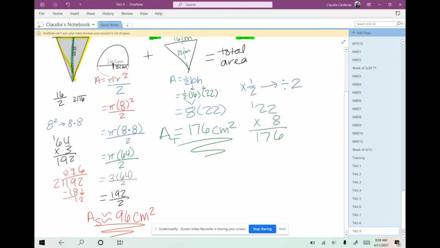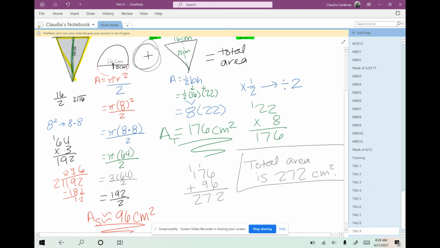Now, are we done with our problem? Nope, we have the area of the semicircle, we have the area of the triangle. However, we have one more step to do, and that is to add them together. So we're putting the pieces together as they are shown in the picture above, and we see that the total area of the composite shape, or of our ice cream cone, is 272 centimeters squared.